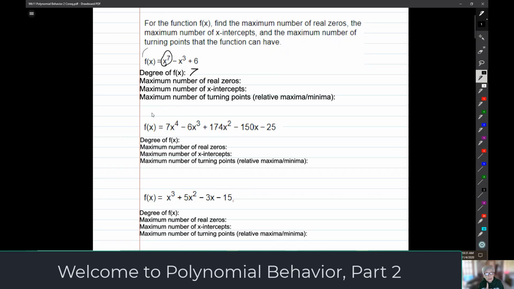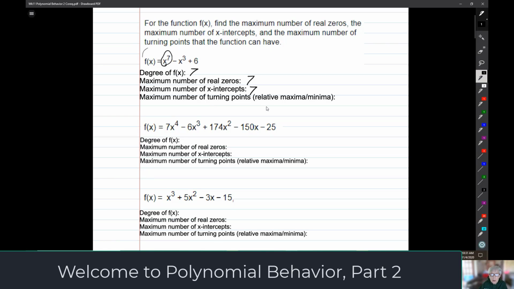Now, so what? Here's what. That 7 tells us the maximum number of real zeros that this polynomial can have. 7. That's the most zeros it can have, and therefore it's the most x-intercepts it can have. Does that mean it has to have all 7? No. It could have 6, could have 5, could have 4, could have 1. But it will have at most 7.